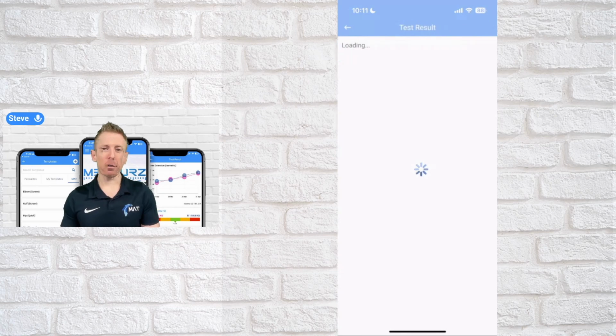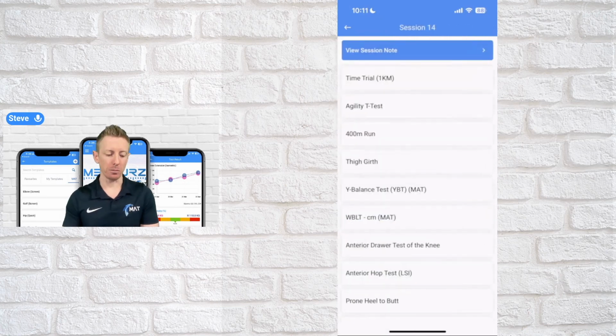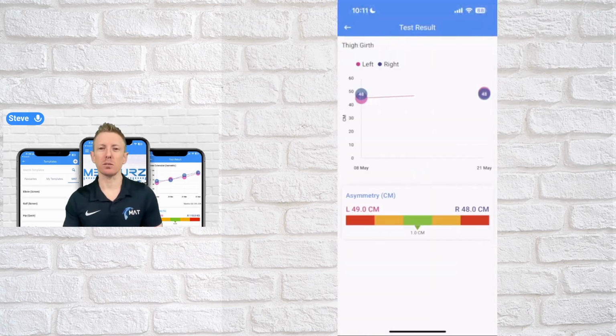If we have a look at the 400 metre run, an anaerobic based test, again, you can see the time in seconds for that and the change. Normally you'd see a decrease and you'd be thinking, well, that's not a good thing. Actually, when we're talking about anaerobic fitness in the 400 metre, the lower we go, the quicker we're getting, the better our anaerobic fitness is, which is fantastic. Now, our anthropometrics, in this case, we're looking at thigh girth. You can see there's been a little bit of an increase on the left side, and the right's stayed the same.